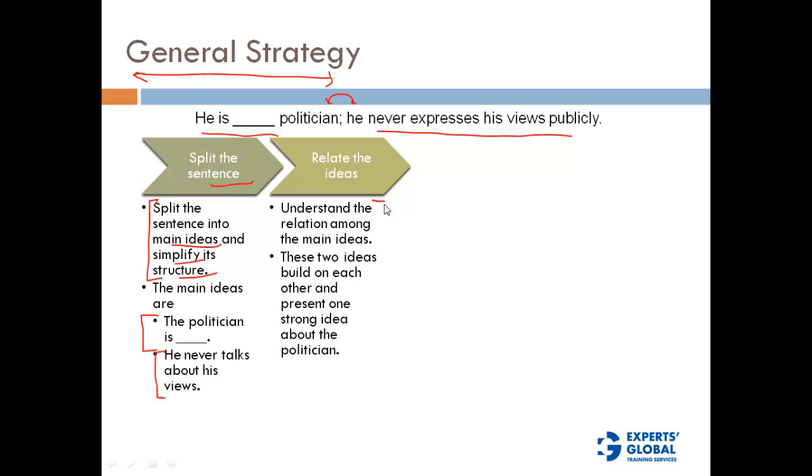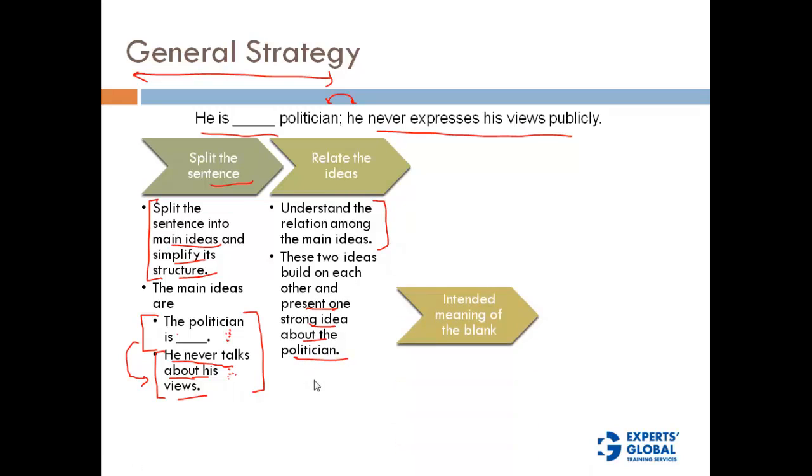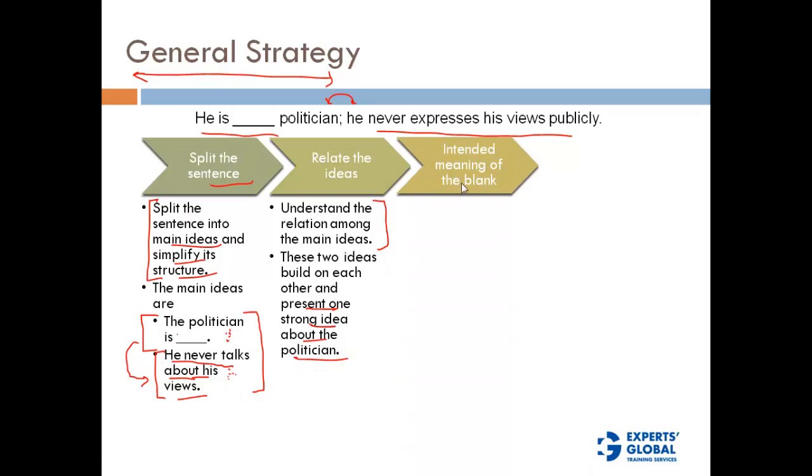So we need to understand the relation among the main ideas. It seems here that these 2 ideas are not contradicting each other, right? They are basically talking about the same thing. The second idea is kind of an elaboration of this idea. It's not an opposite though, right? So these 2 ideas build on each other and present one strong idea about the politician. Correct? Let's move to the third step: intended meaning of the blank.